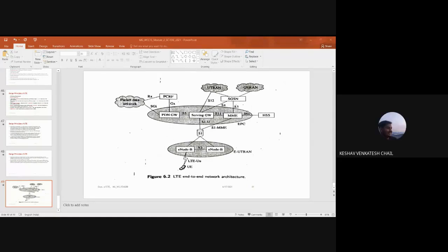Mobility management entity, sir. Okay, what does it do? Sir, it is a key control node for the LTE access network, sir.